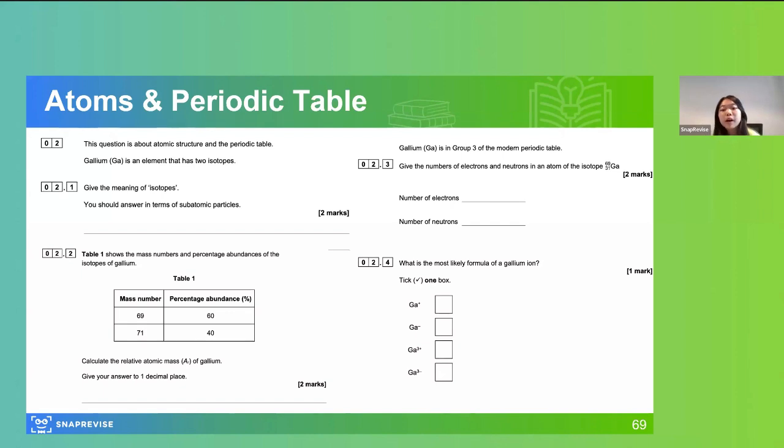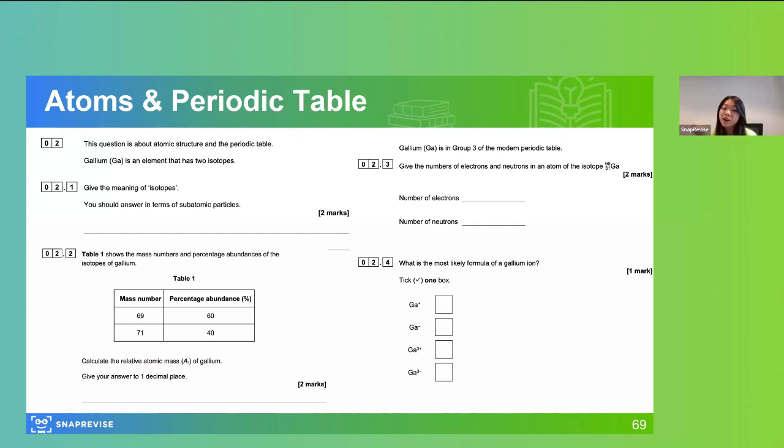To figure out the most likely formula of gallium, the way that I do this is a little bit of a cheat trick, but I think it works and it really is helpful. It's by looking at the periodic table and looking at what group it's in. If it's group 1, the ion it's going to form is going to be +1. Group 2, +2. Group 3, +3. Group 4, we don't really look at. Group 5, -3. Group 6, -2. Group 7, -1. So gallium, if you look at the periodic table, is in group 3.